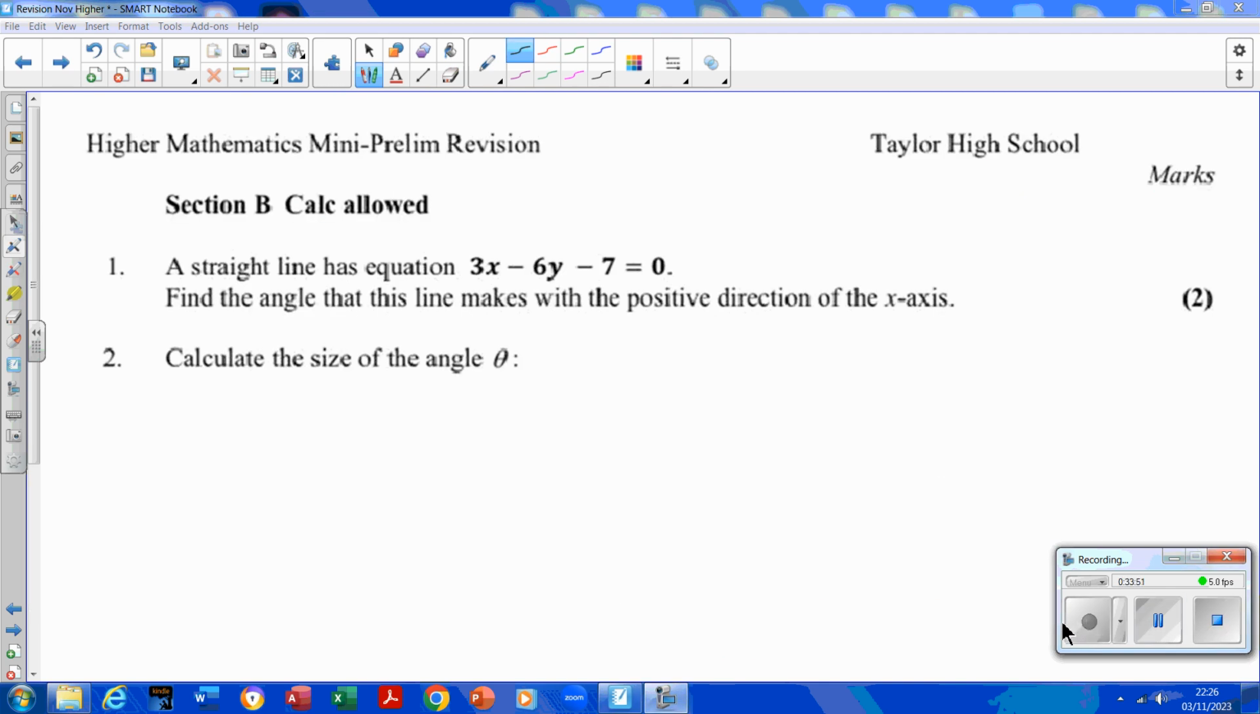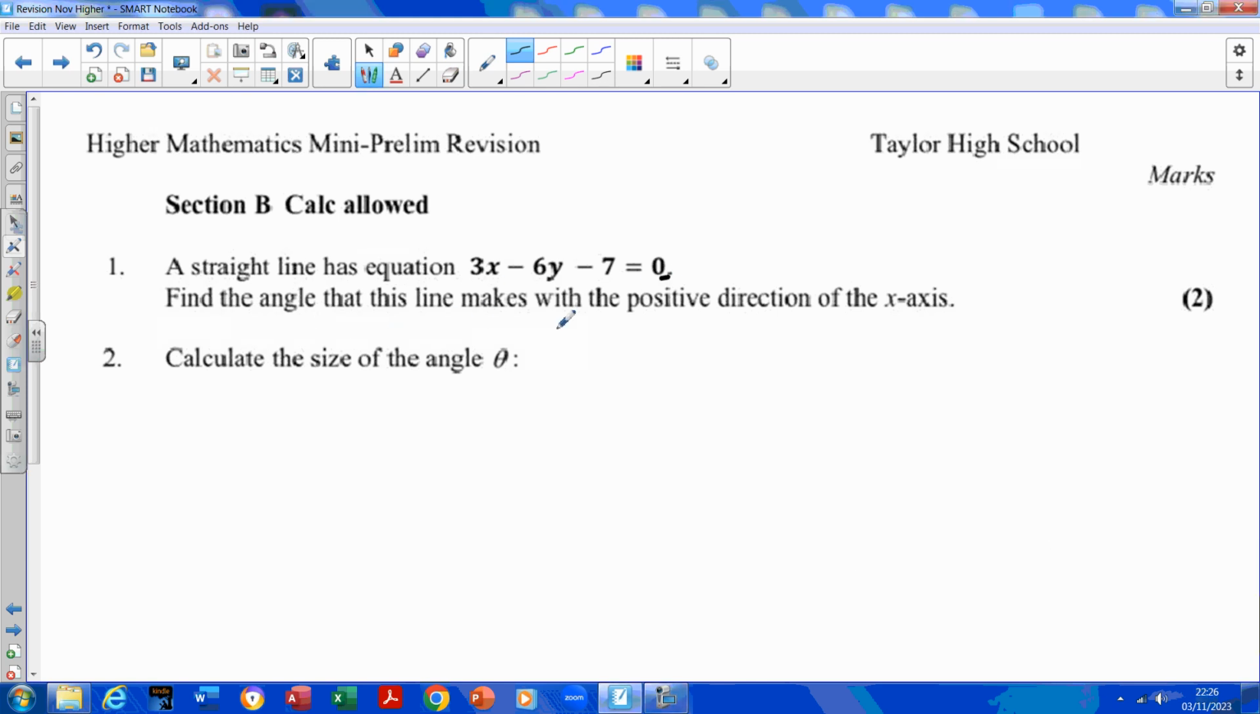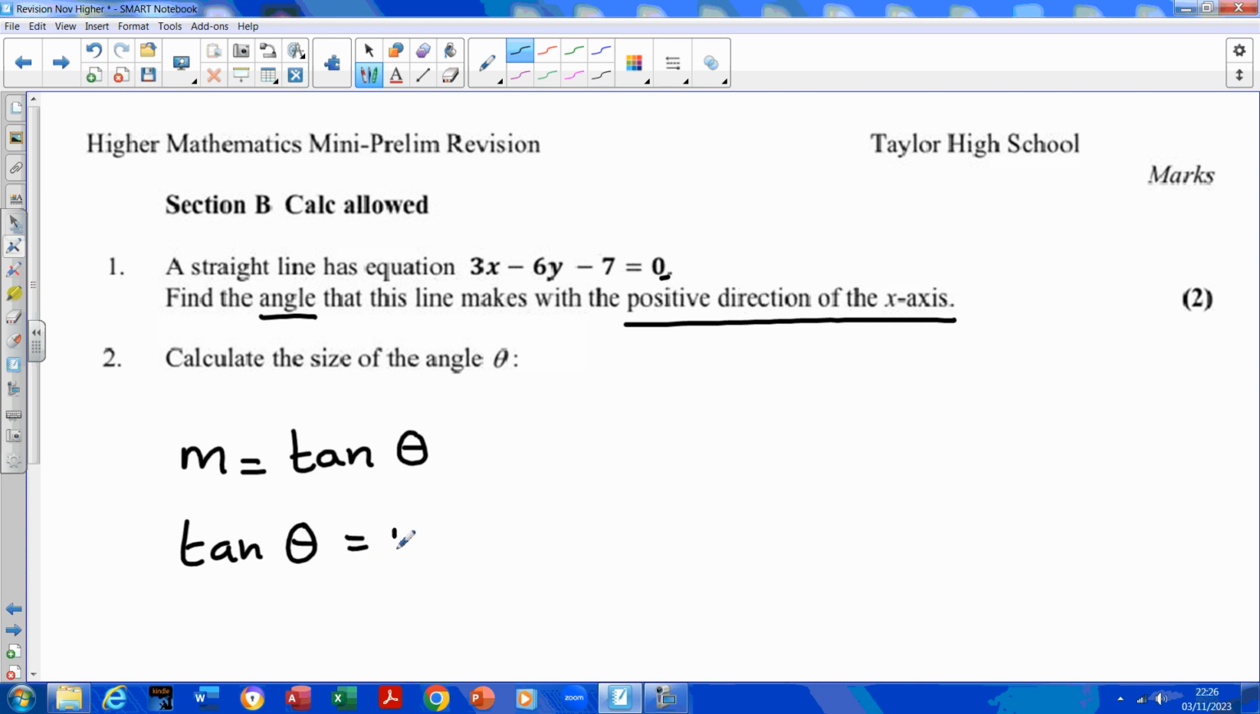Section B, calculator allowed for this one. It says a straight line has equation, and it gives us that. It says find the angle that this line makes with the positive direction of the x-axis. As soon as I see the positive direction of the x-axis, I know that it's something to do with gradient is equal to tan theta. That's the key for that wee bit. Now, it says we've got to find the angle, so I want to find this tan theta. I'm going to write it round the other way. But I know tan theta is equal to the gradient, so I need to find the gradient of that line. It's not in the correct format, so we'll change it.